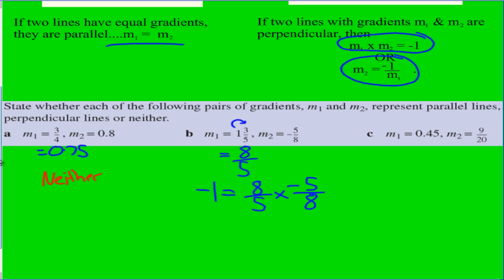-5/8. Now on the bottom and on the top is a 5 and a 5, cancel out, the 8 and the 8, so all I'm left with is -1. So that is a perpendicular graph, because when you multiply the two gradients together, you get -1.